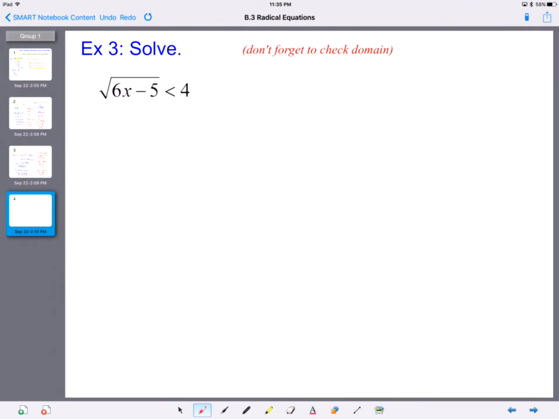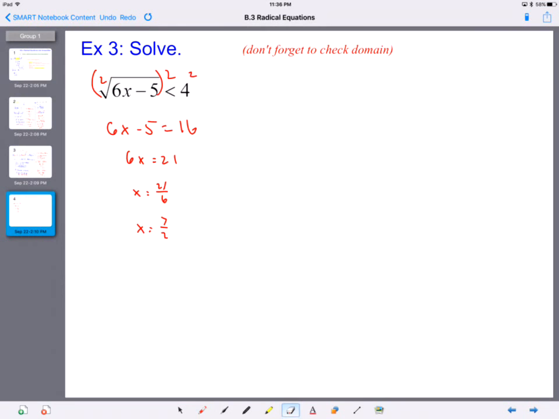The last thing that we're going to do is solve a radical inequality. The biggest thing is you're going to solve the same way that you solve the equation. You're going to isolate, identify the index, raise both sides to that to cancel them out, and that'll leave you with 6x minus 5 is equal to 16. Add 5 to both sides. Divide by 6. Reduce your fraction by a factor of 3. And you get x is 7/2.